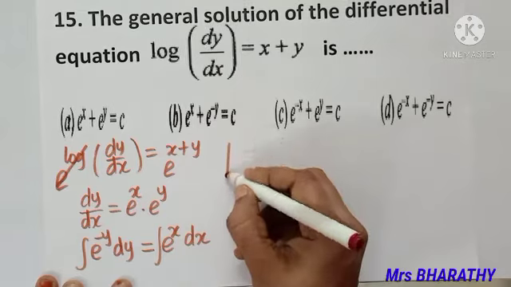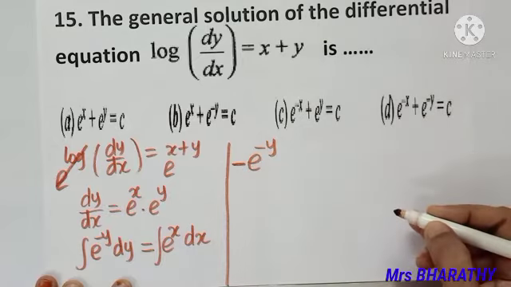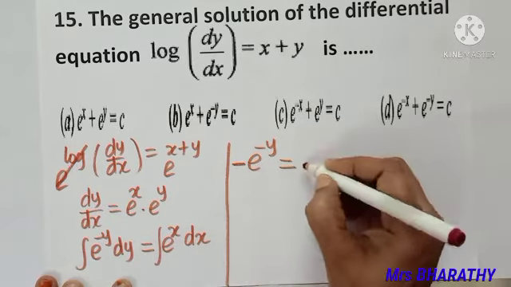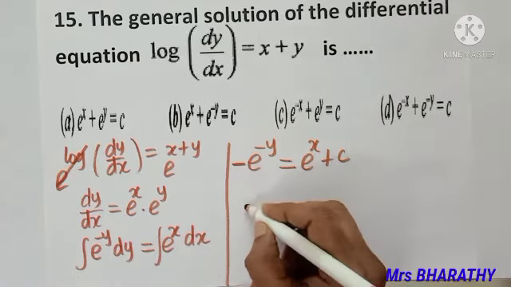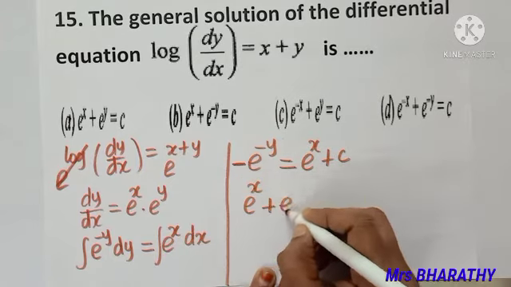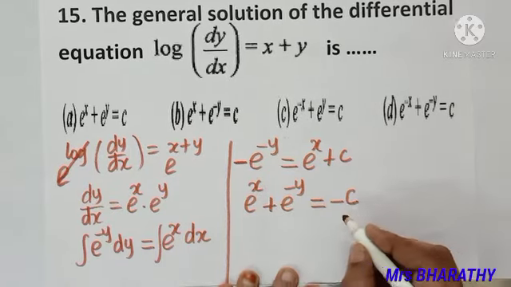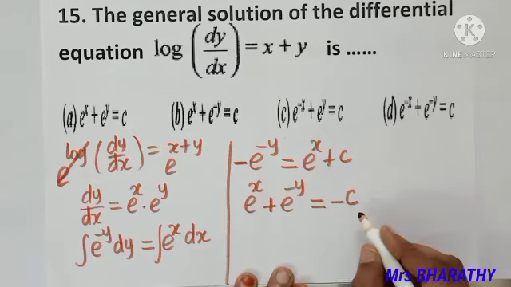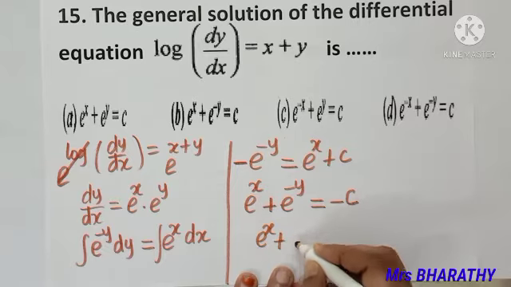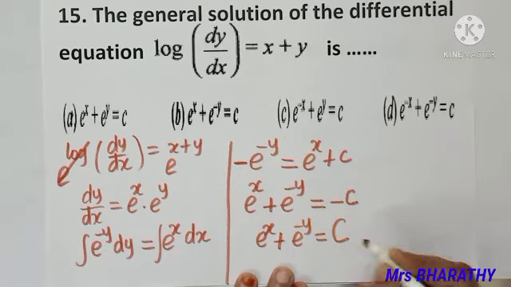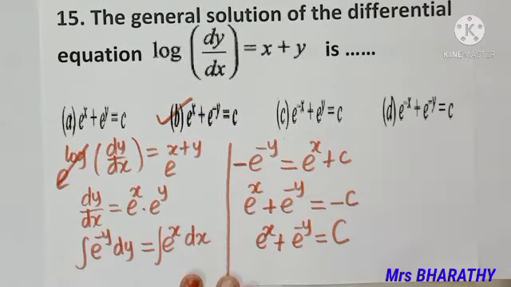As we integrate e power minus y, when I integrate e power minus y, with the minus symbol, it equals e power x becomes e power x plus c. Or if I bring to the same side, it is e power x plus e power minus y equals minus c. Instead of minus c, we can very well say plus c because c is just a constant. We can alter it according to our choice. It is e power x plus e power minus y equals constant. So option B is the right choice.